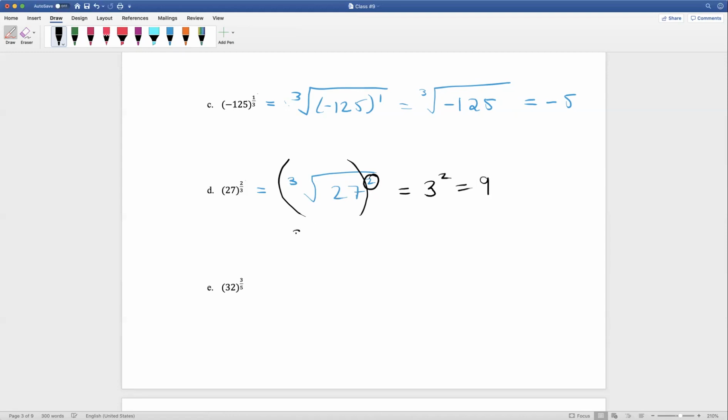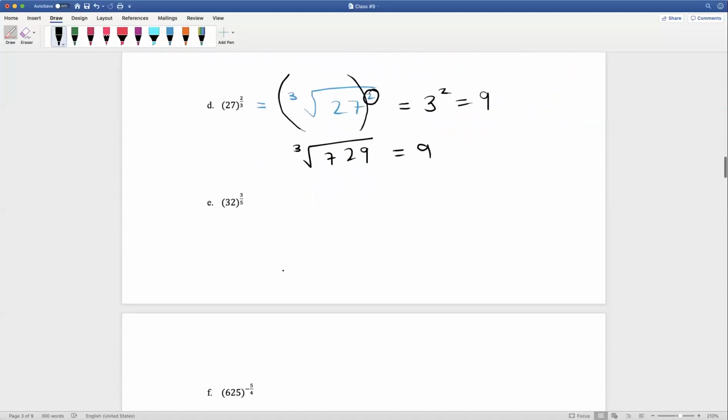Now the other way works as well. If we were to figure out the cube root of 27 squared, that's the same thing as saying the cube root of 729. And the cube root of 729 is 9. So 9 times 9 times 9 is 729. It's just easier to make the number smaller by using the index first, and then make it bigger by using the exponent second.